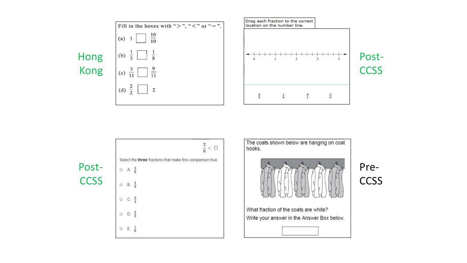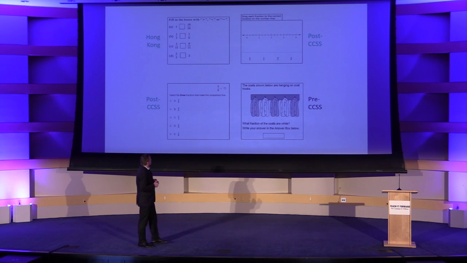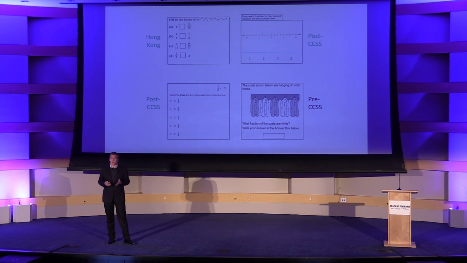Finding three fractions that are each less than 2/6, dragging each fraction to the correct location on a number line. These are more about fractions as numbers, fractions with a magnitude. They're not just about fractions as pictures or as slices of pizza. It's hard to multiply slices of pizza, it turns out. And so it's worth it to invest in a number sense of fractions. Hong Kong was one of the countries on which we were able to model the Common Core.